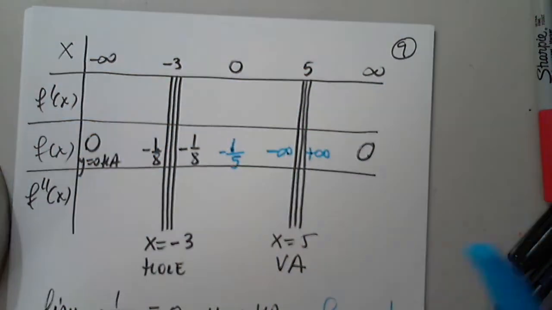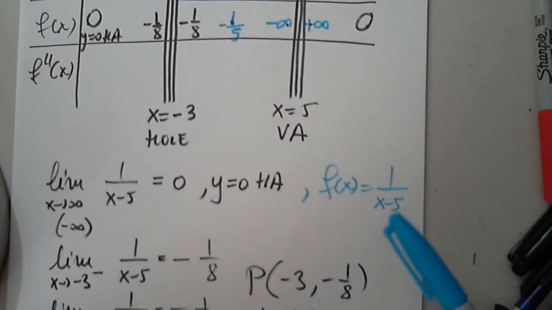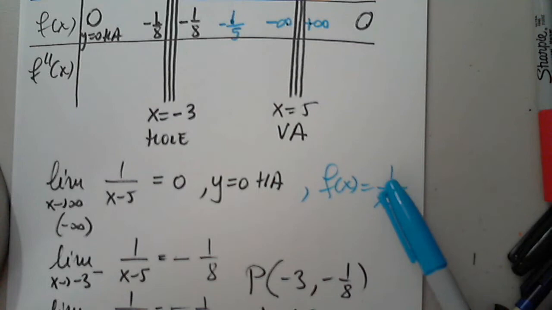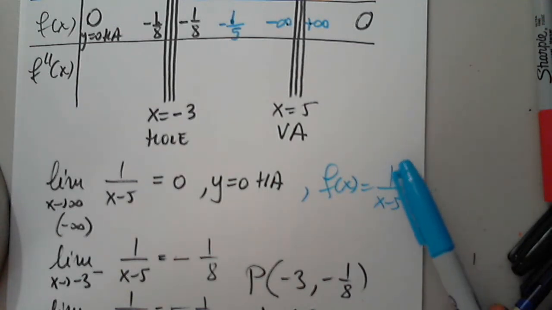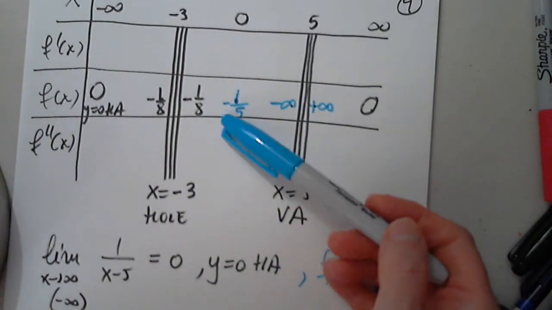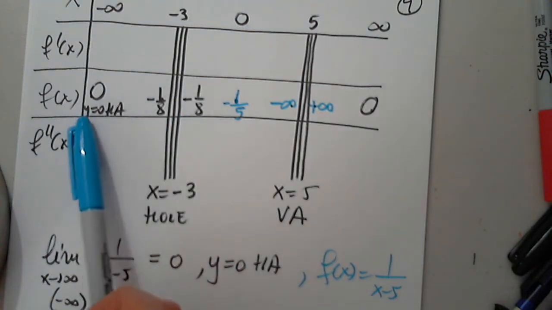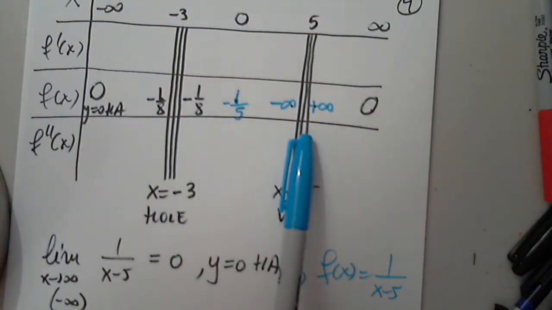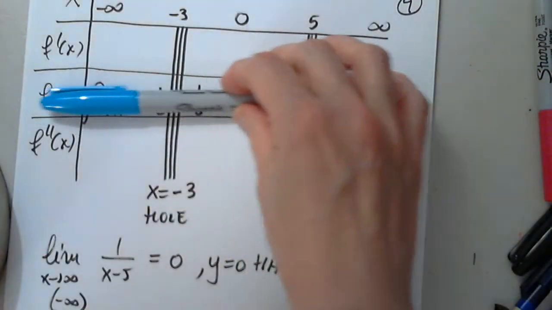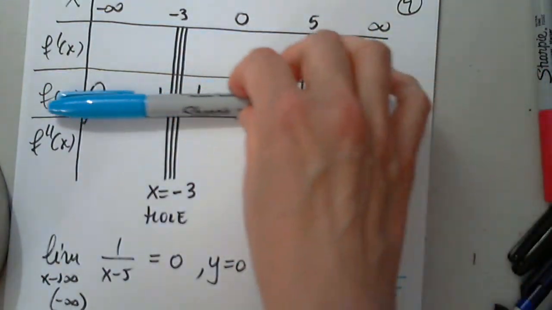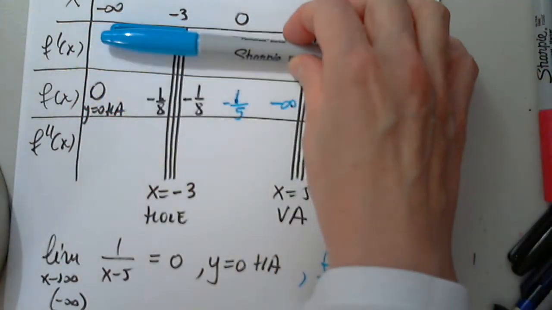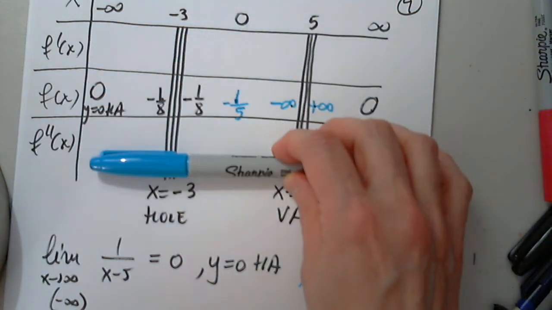Okay, we exhausted everything about the function. I'm done. There is no x-intercept because the numerator cannot be 0. A fraction is 0 when the numerator is 0. No x-intercept. The y-intercept is here. The hole is here. The horizontal asymptote is here. The vertical asymptote is here. There is nothing else. After I exhausted everything here, I can move on to the first derivative and then to the second derivative.